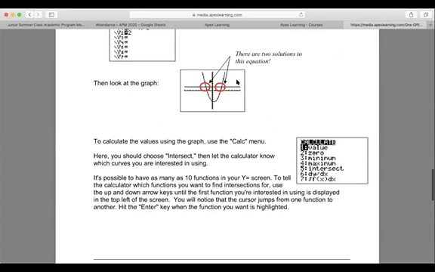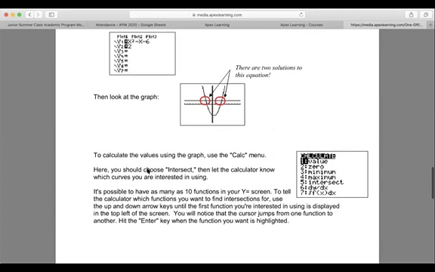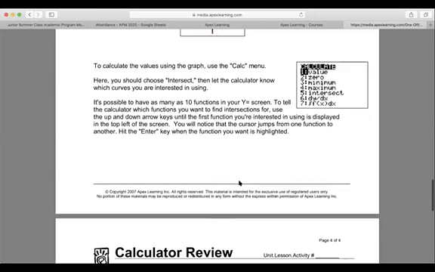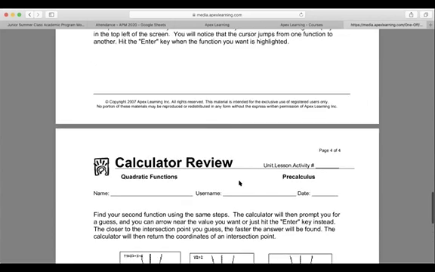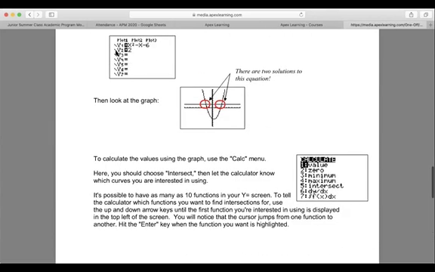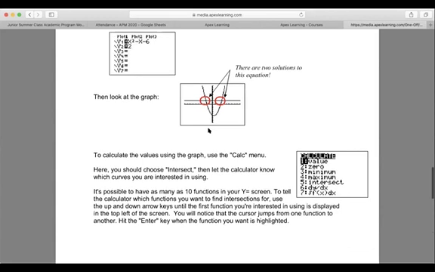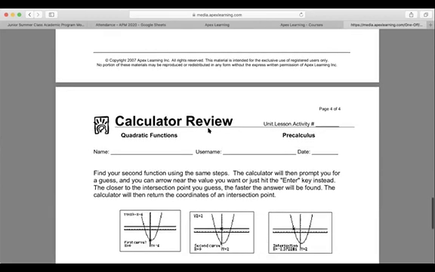And again, once you plot both of these, you can choose the intersect button. Once you hit intersect, you'll let it know you're looking at Y1 and Y2. The cursor is going to jump. It'll start on this first one, so Y1, you'll hit enter. And then it'll go to Y2, you hit enter.